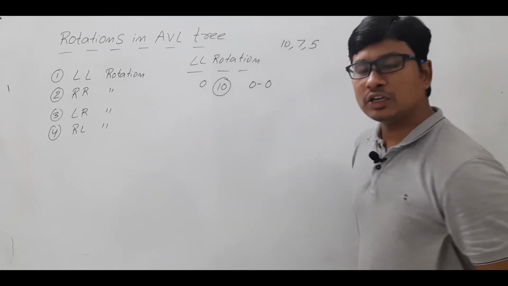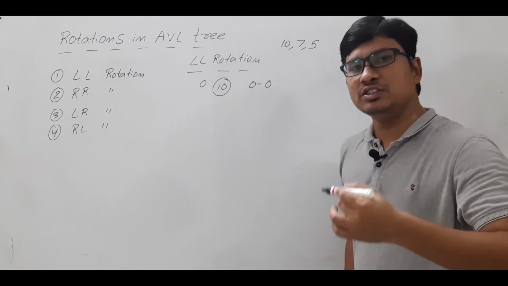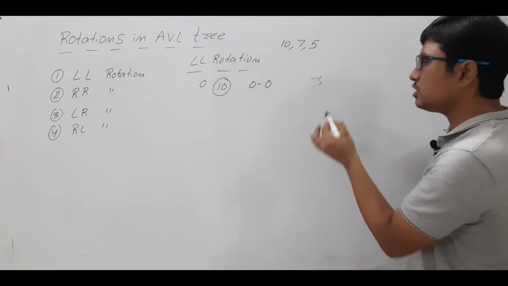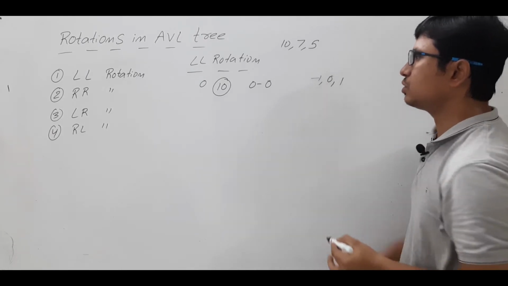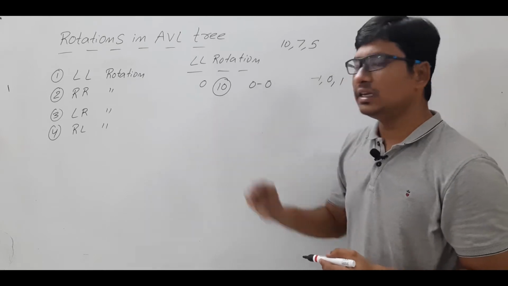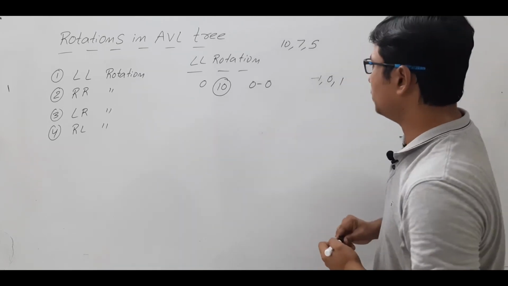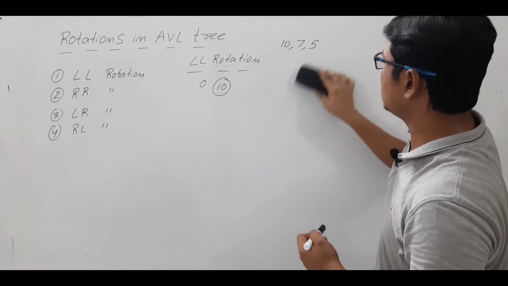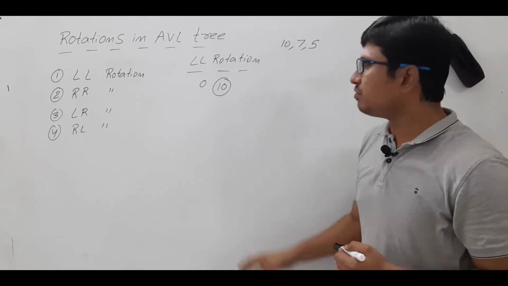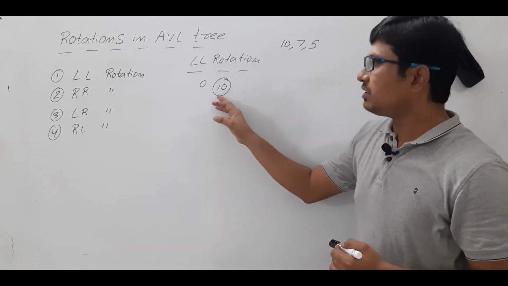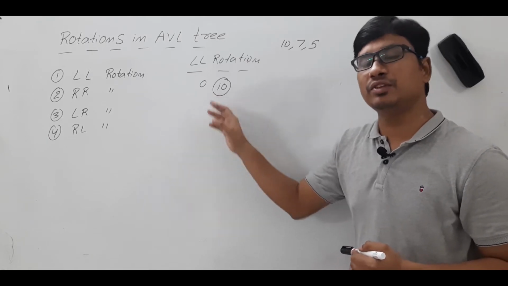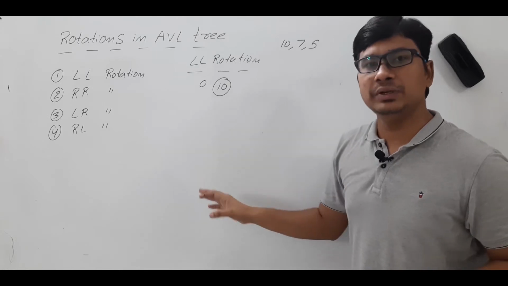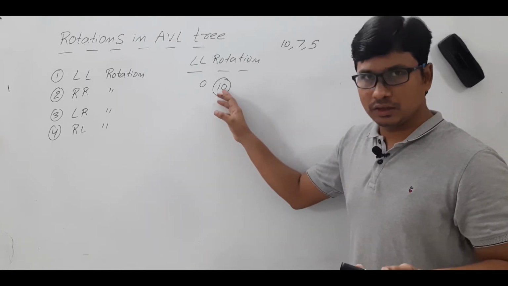So, what should be the balancing factor of each node in the AVL tree? It should be in the range from minus 1 to 1. It is 0, so it satisfies the AVL tree property. Now, you need to insert 7. Where will you insert 7? 7 should go in the left subtree of the root node, because all the elements in the left subtree should be less than 10, the root node.